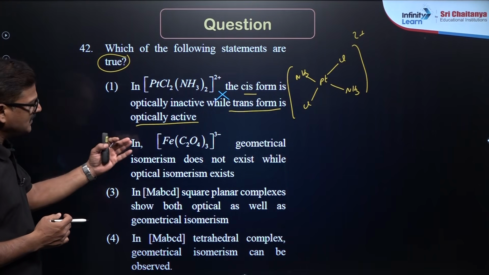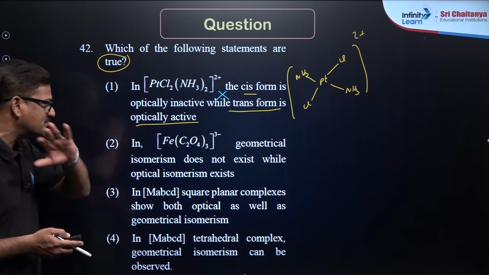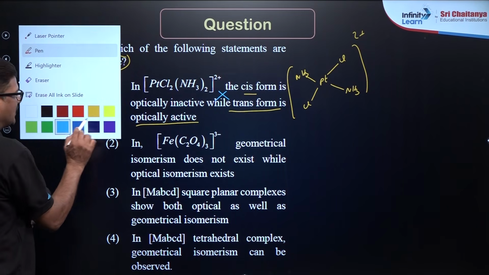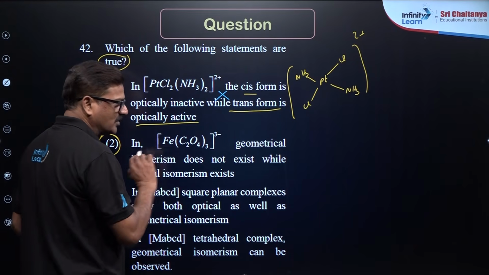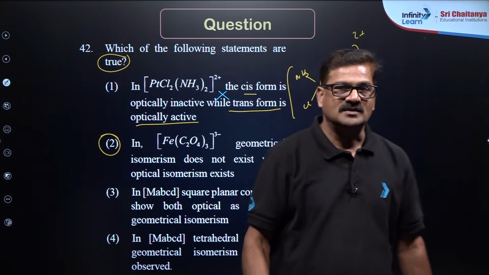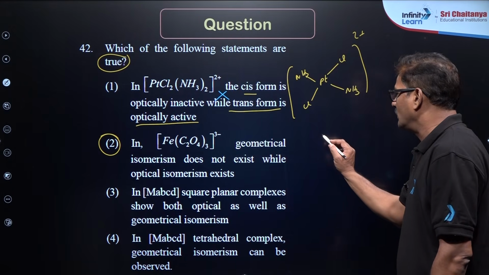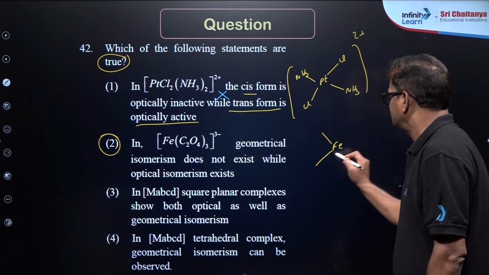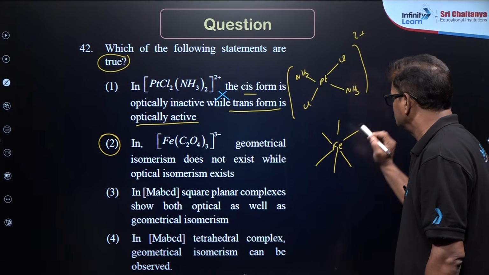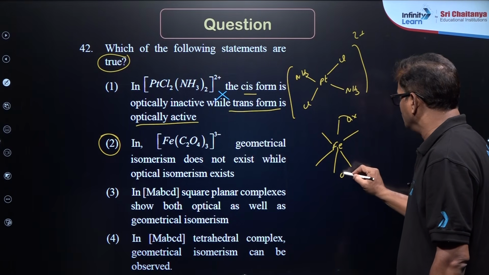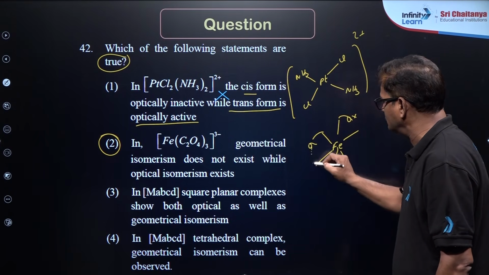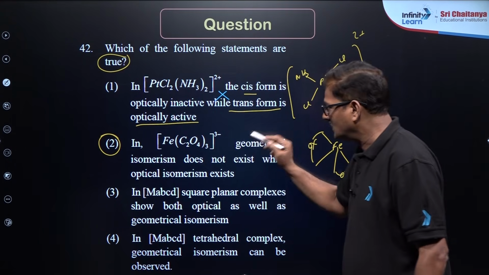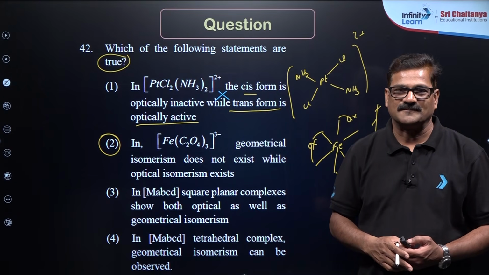When you talk about Fe(C2O4)3 3-, it is said that geometrical isomerism is not exhibited while optical isomerism is exhibited, which is actually correct, and this is true. They don't show geometrical isomerism, but they show optical isomerism. You are going to see Fe with oxalate, oxalate, and oxalate, and it is going to have its mirror image, which is correct. Option 2 is the correct answer for this question.